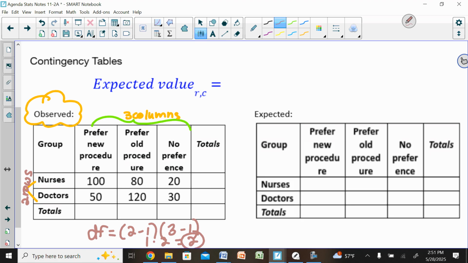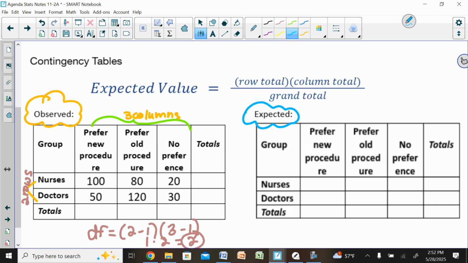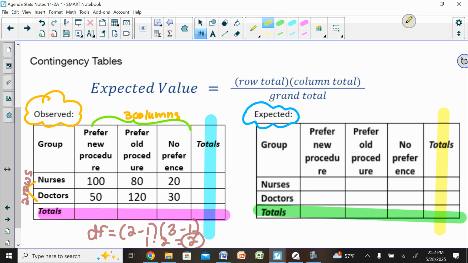To calculate our expected values, notice this is our observed. We're going to have to go over here and calculate our expected. Our expected value is equal to the row total times the column total, all divided by the grand total. If you notice, I did put these columns, including totals, for these particular data. So we've got to do a little bit of math work.